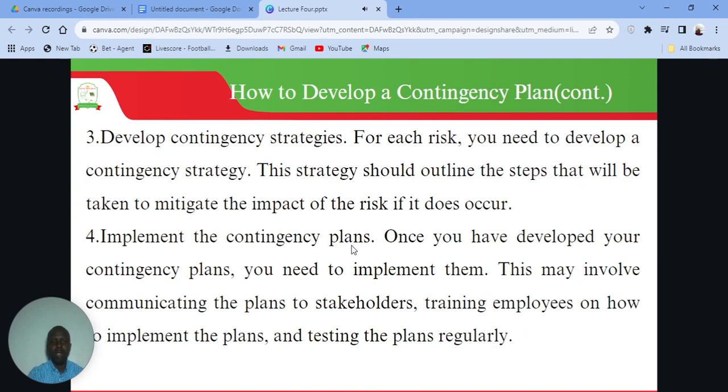The other one, we need to develop contingency strategies. And then, once we develop these strategies, we get into the implementation part, which is simply putting the contingency strategies into action. And through implementation, you can communicate the plans to stakeholders, train employees on how to implement the plans, and also test the plans. You need to test the plans on a regular basis.